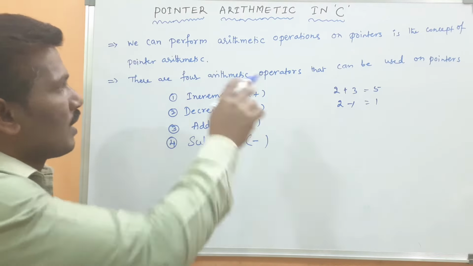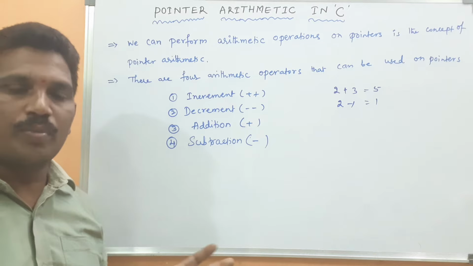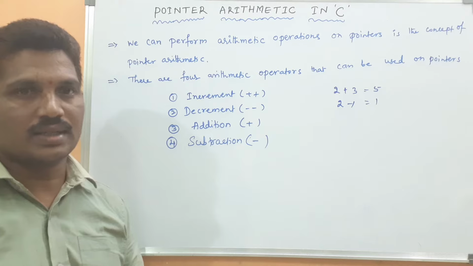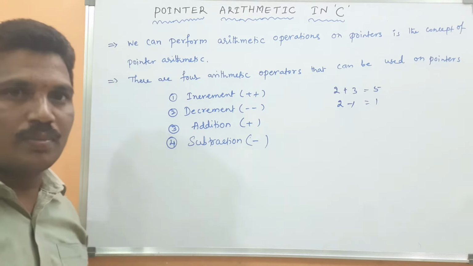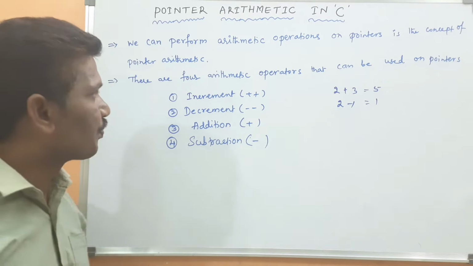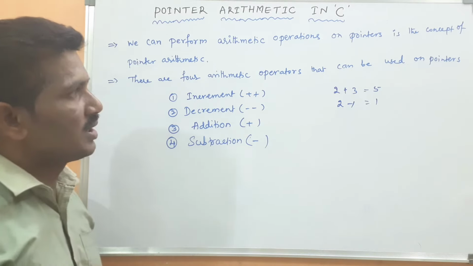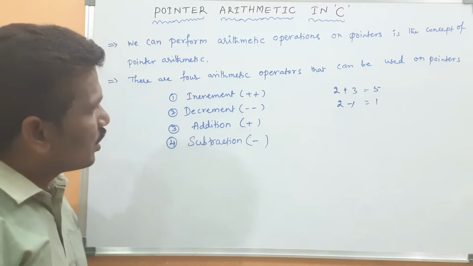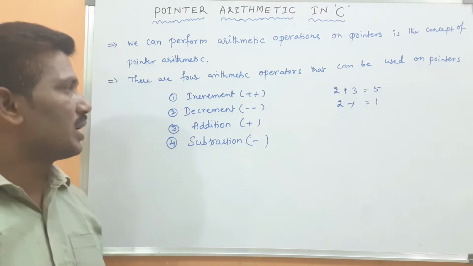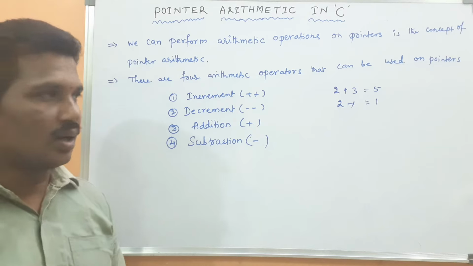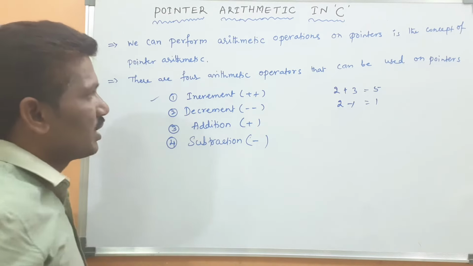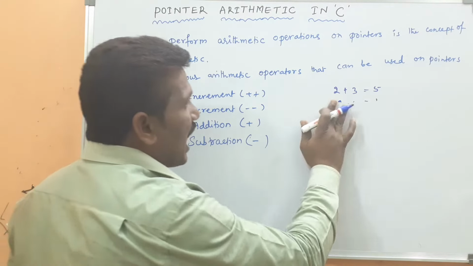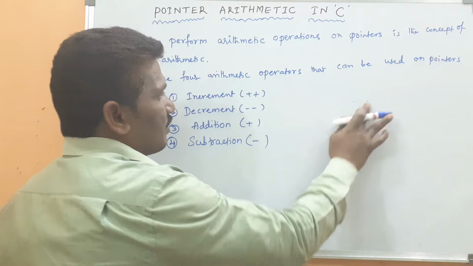But here, not all operators support performing operations on pointers. What are the operators that are supported? We will see. There are 4 arithmetic operators that can be used on pointers: the increment operator, the decrement operator, the addition operator, and the subtraction operator. How the increment operator works on a pointer, we will see. I will explain with the help of an example.